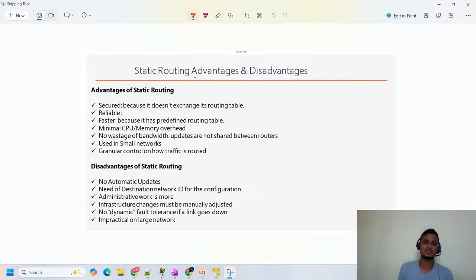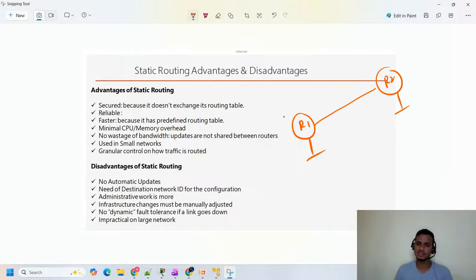The first advantage of static routes is that they are secure. Why is it secure? Because it doesn't exchange its routing table. Consider you have a router 1, right? In interviews, you need to give the answer with a scenario, guys. Don't just say static routes are secure, because they'll ask you why it is secure.